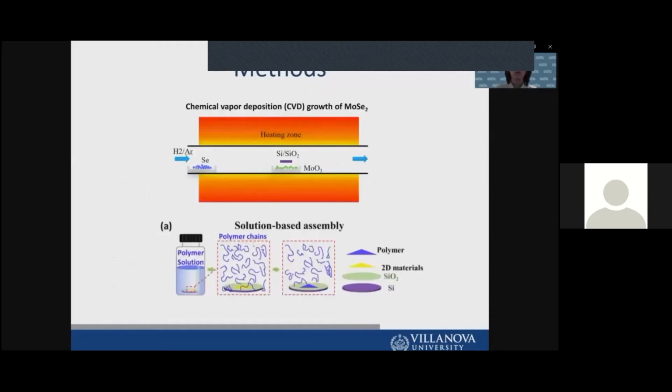The chemical vapor deposition is shown here, where the pure materials of selenium and molybdenum are put into this vacuum-sealed tube at high temperatures, and then hydrogen and argon vapor is shot through the tube to deposit the selenium on the molybdenum and synthesize our MoSe2. A diagram of our solution-based assembly is displayed here as well, where these polymer chains are dissolved and dispersed in the xylene solution. As it recrystallizes, it'll assemble on our molybdenum selenide surface and give us our composite structure.